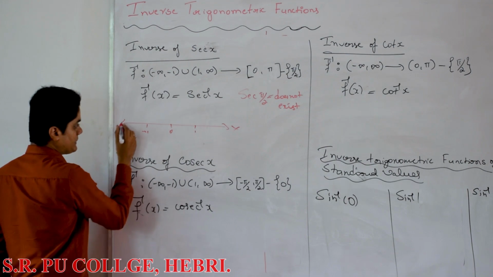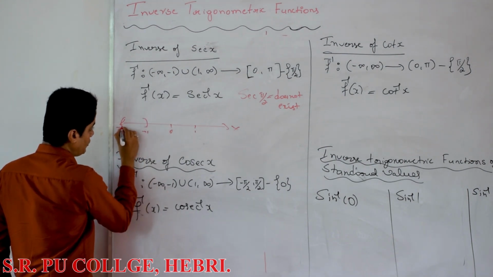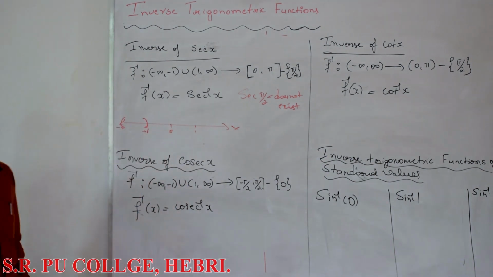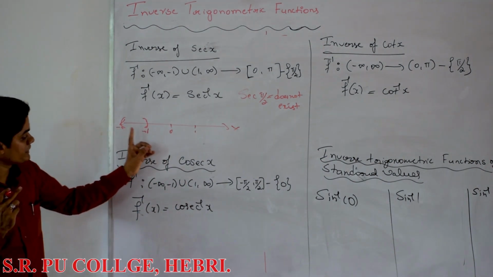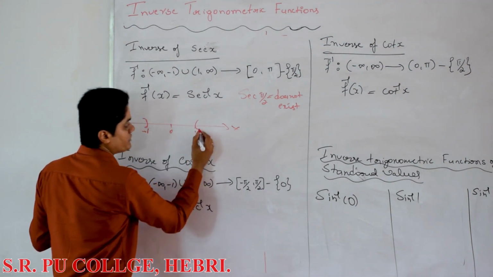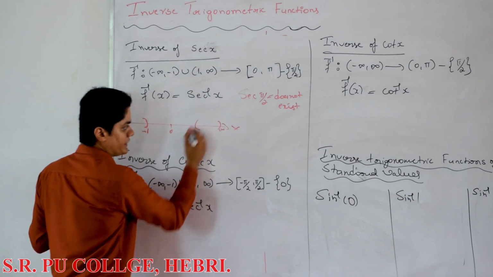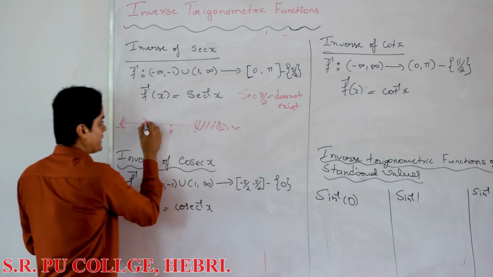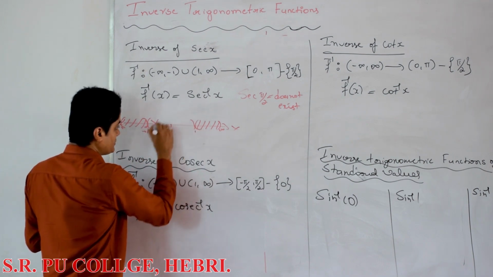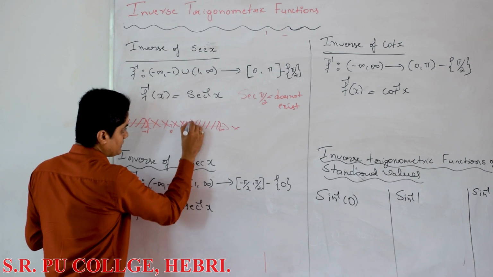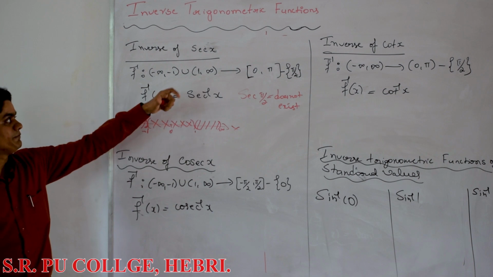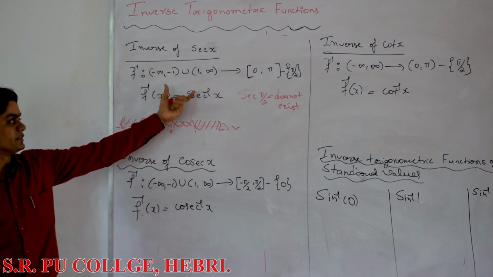Minus infinity to minus 1 implies you take all the negative values up to minus 1, not including minus 1. As well as you take all the positive values from 1 to infinity, again here 1 is not included. And definitely you are not going to include these values between. These are not allowed. The reason is, with these values, the function secant x cannot be bijective. If it is not bijective, its inverse cannot be defined.